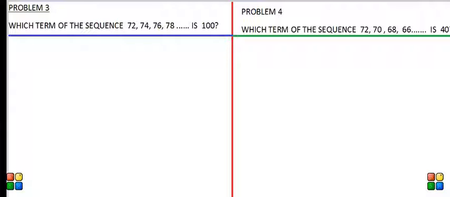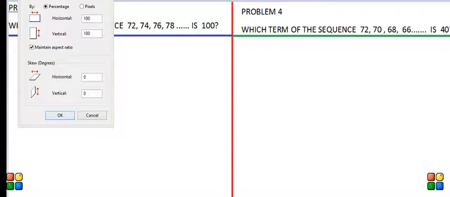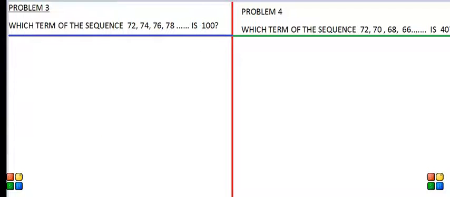Here is problem number 3, in which we are asked to find which term of the sequence is 100. Every time we can use a single concept, the same formula, the nth term formula. So we know that nth term in an AP is, first of all, which term of the sequence.